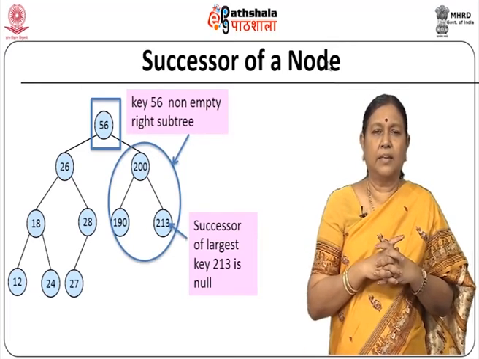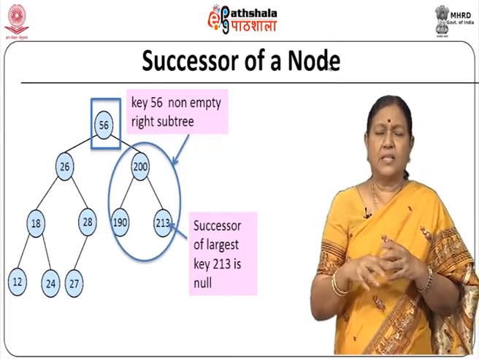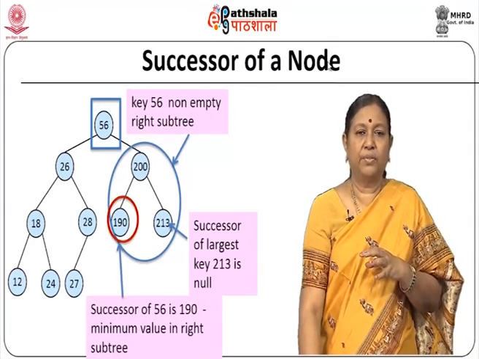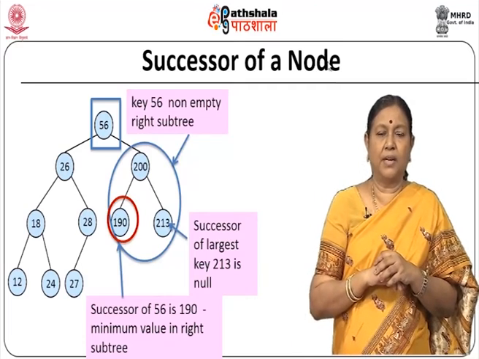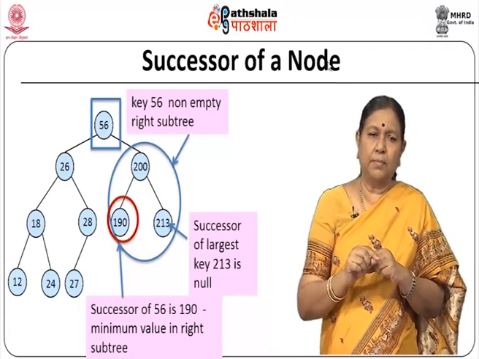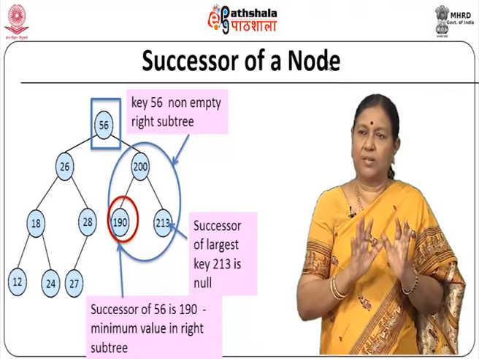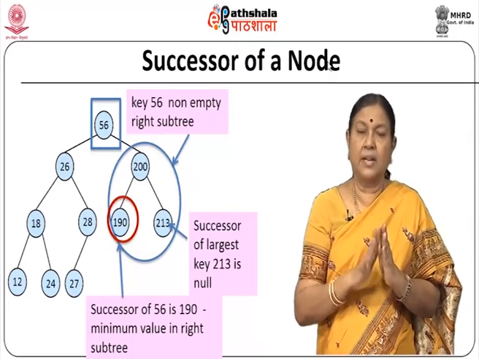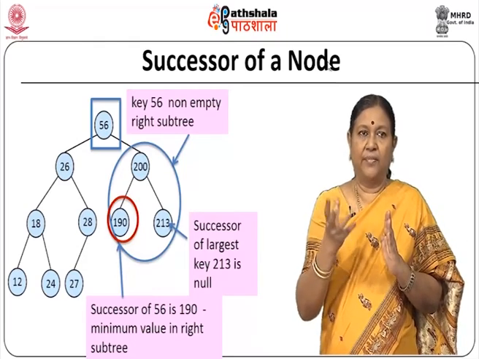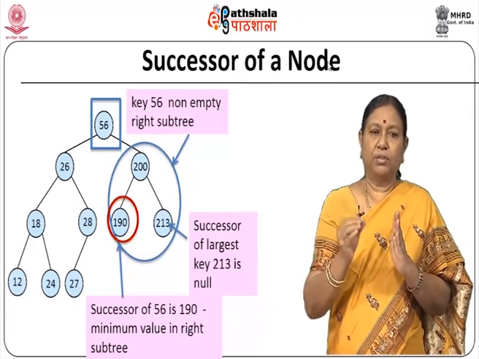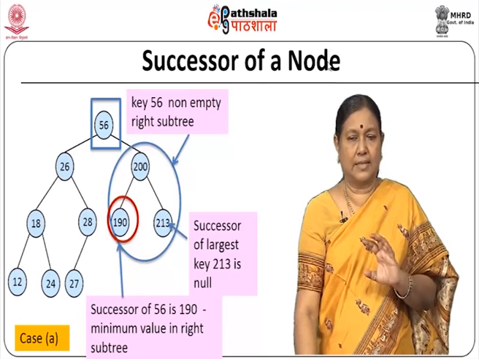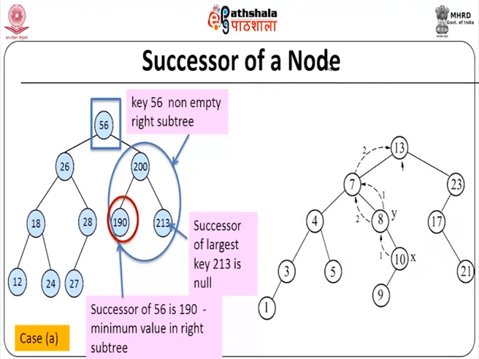Now let us look at key 56. If you look at key 56, it has a non-empty right subtree. If you have a non-empty right subtree, the successor of 56 is 100, because this is the minimum in the right subtree. I want to find the successor of 56. The right subtree can be empty or non-empty. If it is non-empty, then you have to go to that right subtree and find the minimum element there. That is the successor. That is case A.